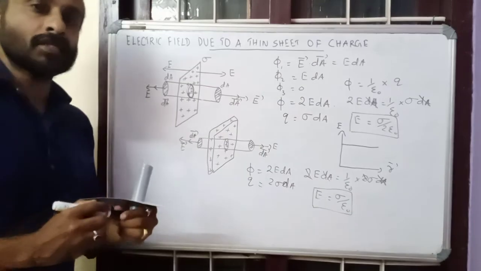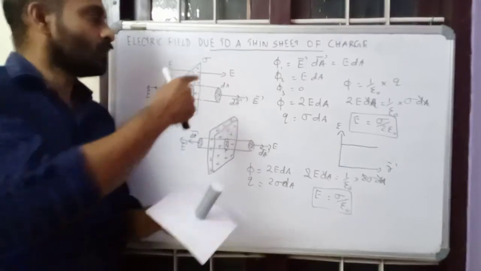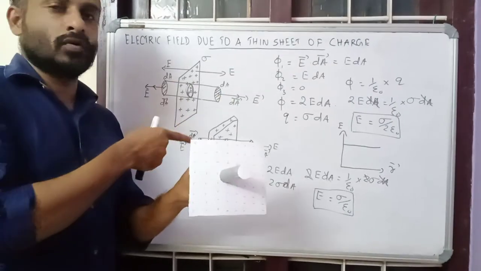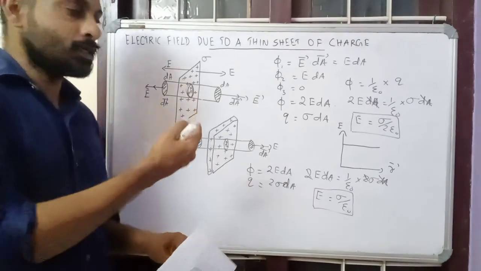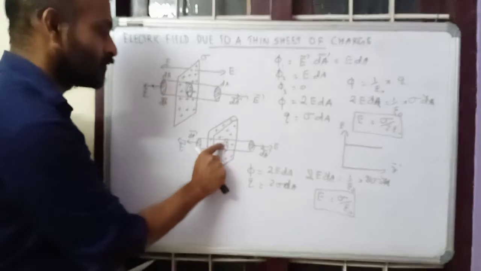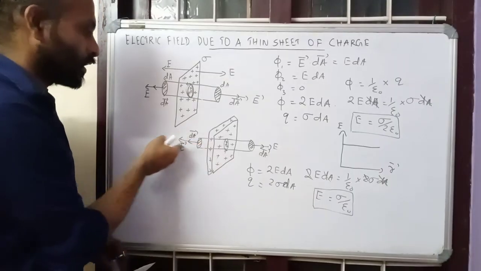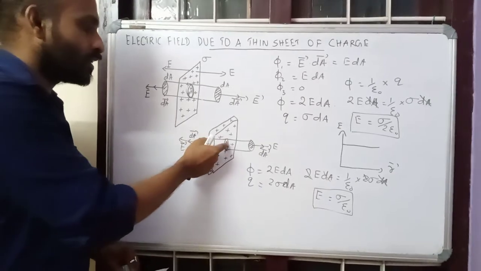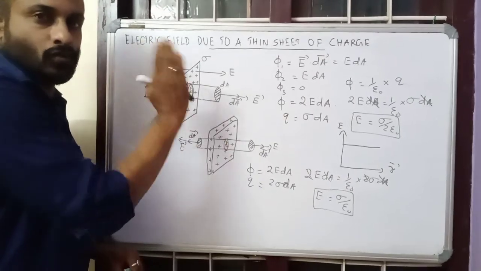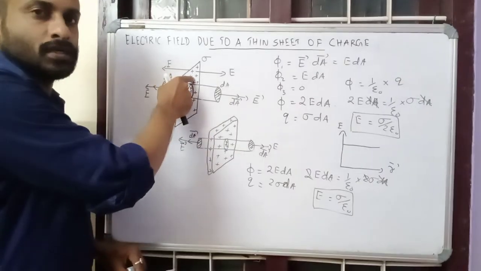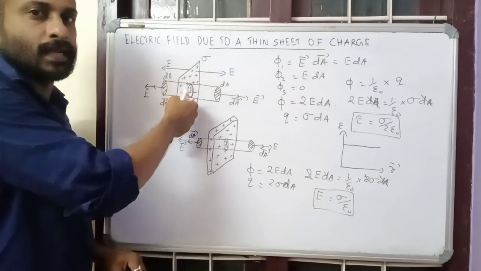A plane conducting sheet has charges on both sides. For a thin sheet of charge, the charges on the sheet can provide electric field on both sides. But for a plane conductor, charge on this surface will produce electric field in this direction, and charge on the back surface will produce electric field in this direction. So we need to consider 2 times the charge, on our left face as well as right face. Here, only one side's charge is enclosed.